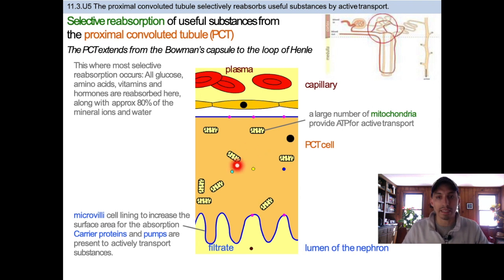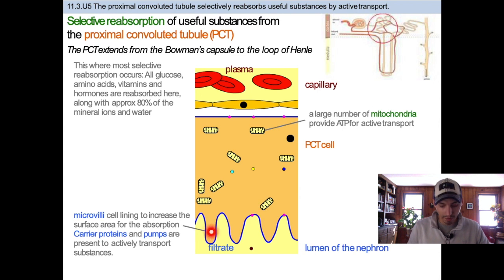So I have my PCT cell here. On one side of the PCT cell, I have my filtrate, which has all the things I took out of the blood in ultrafiltration. So you should be able to list the chemicals that are taken out of the blood in ultrafiltration. That's one of the things we ended on last time. And on the other side of the PCT cell, I have a capillary that has my blood, which at this point, after it's been ultrafiltered, is essentially just plasma and blood cells and some large proteins.